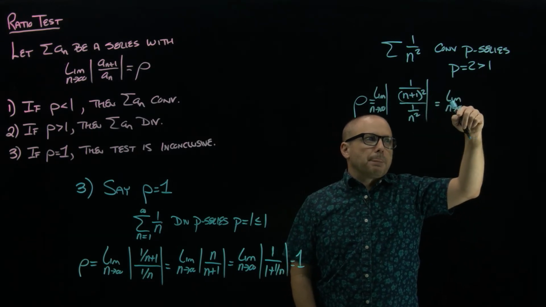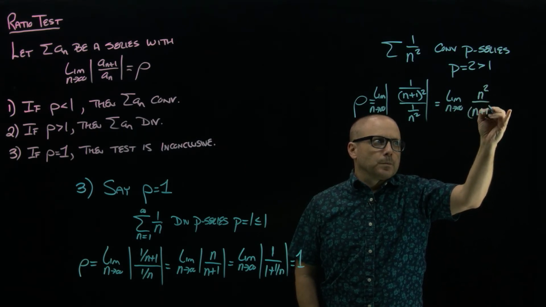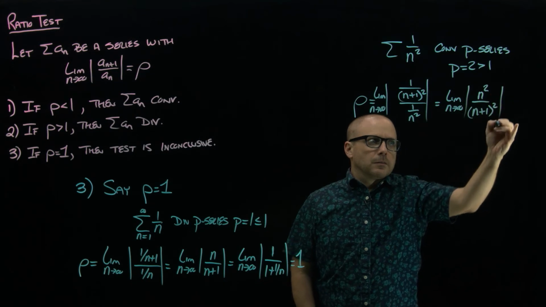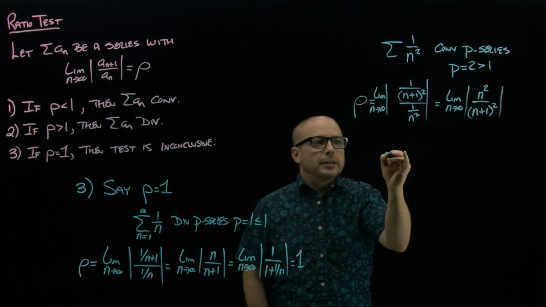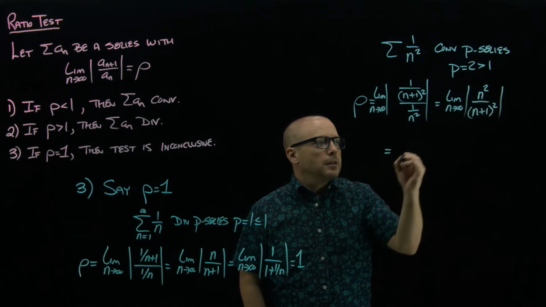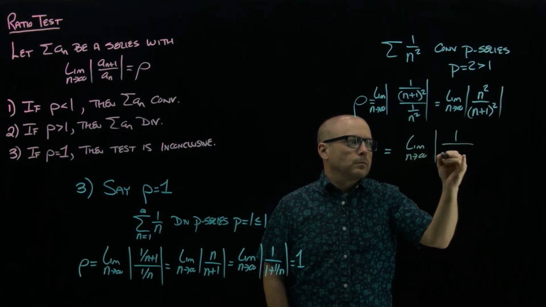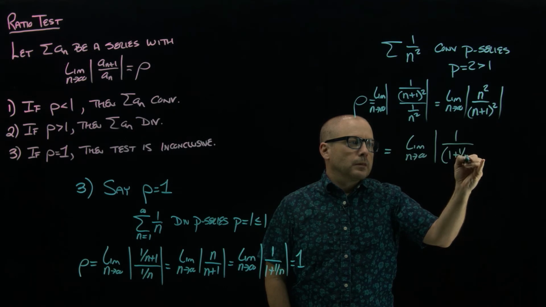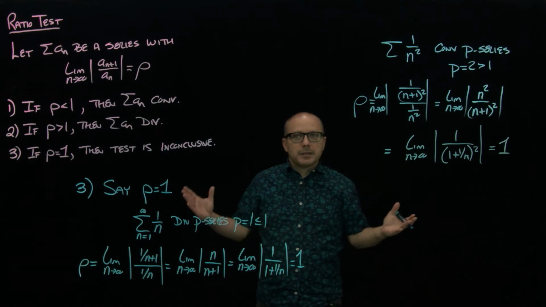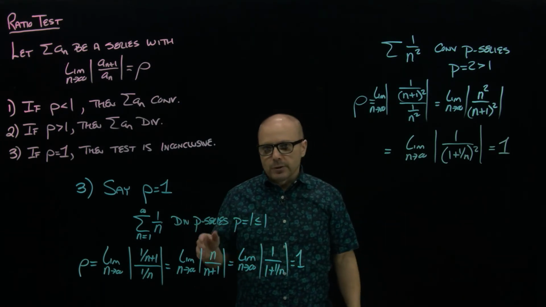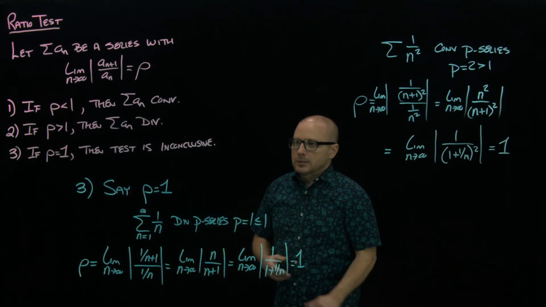So I'll flip it, and again, we have an indeterminate form, infinity over infinity. I'll divide both top and bottom by n squared. That also equals 1. So for any p-series, actually, the ρ comes out to be 1, whether it's convergent or divergent. So it's a perfect example of why ρ = 1 is inconclusive.